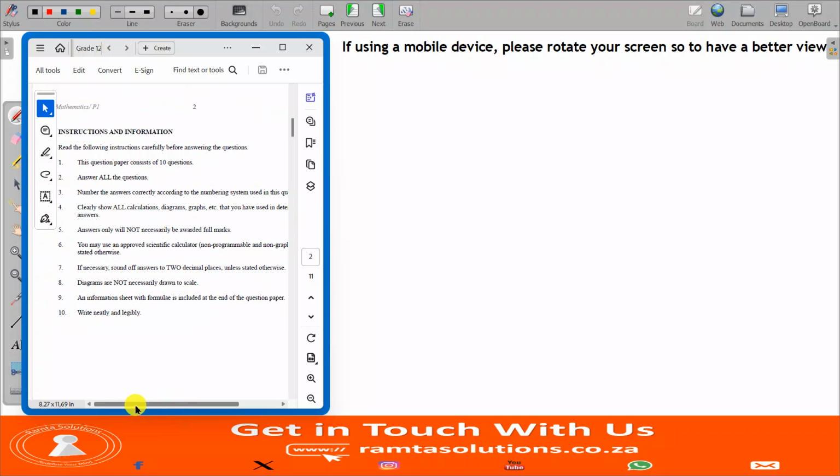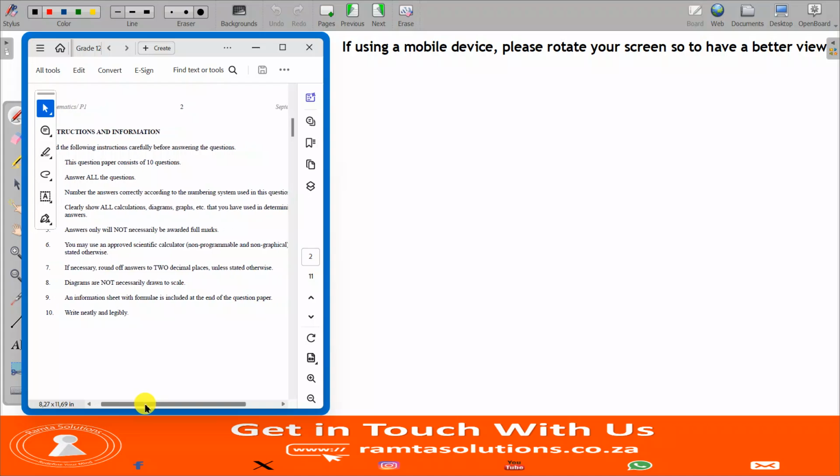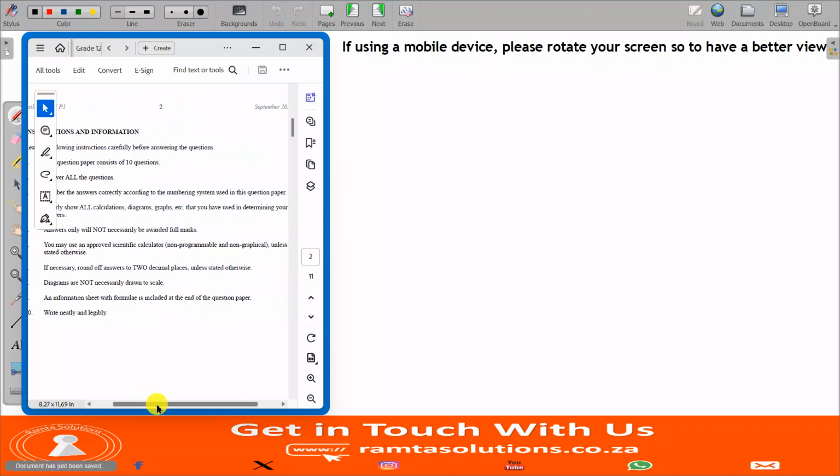Instruction number 5: answers only will not necessarily be awarded full marks. Instruction number 7: if necessary, round off answers to 2 decimal places unless stated otherwise. I like saying, if you can, do not round off in the middle of your calculations. But if you want to round off, make it about 5 decimal places. You will get the very same answer that your memo will give you.